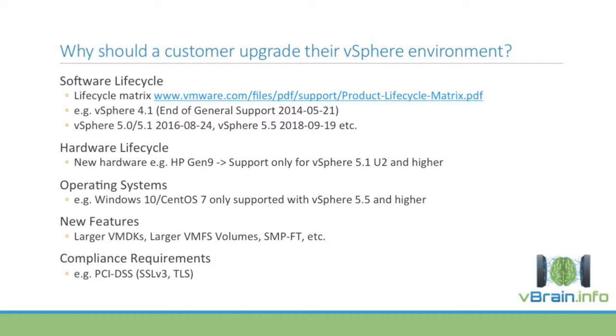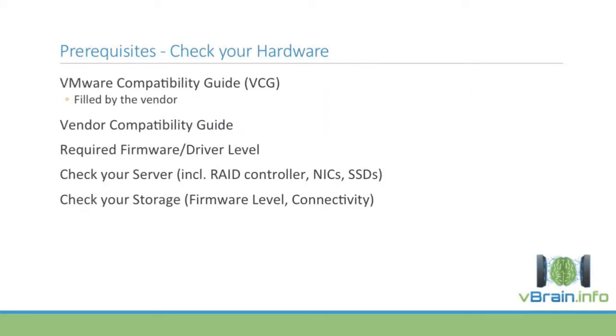So there are some prerequisites when doing a vSphere upgrade in your environment. The first one is check your hardware status. Go to the VMware compatibility guide and check if your hardware is supported. But notice that all the content there is filled in by the vendors. If you find nothing there that fits your need, then check the vendor's hardware compatibility list. Because from my point of view, if you find it there, then it's supported by the vendor and by us.